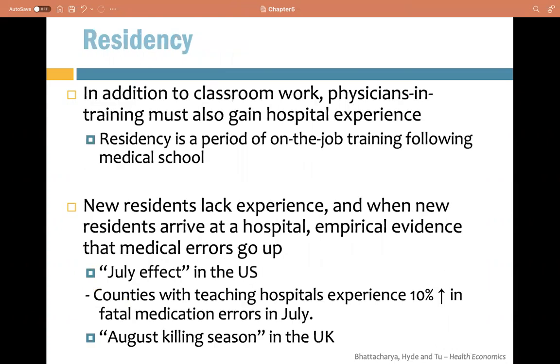The next step after medical school is residency. So in addition to classroom work, physicians in training must also gain hospital experience. Residency is a period of on-the-job training following medical school. New residents usually lack experience, and when new residents arrive at the hospital, there is empirical evidence that medical errors go up. In the US, we call that the July effect: counties with teaching hospitals experience a 10% increase in fatal medication errors in July. In the UK, they call that the August killing season.